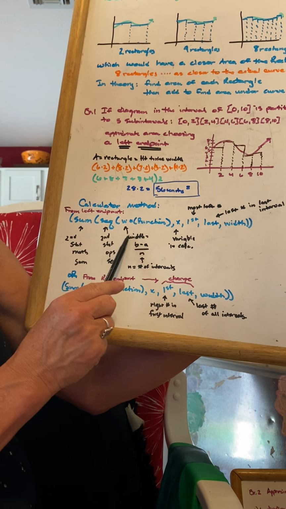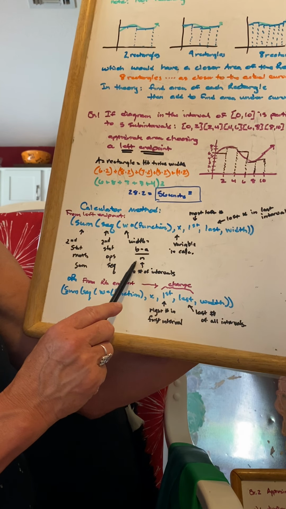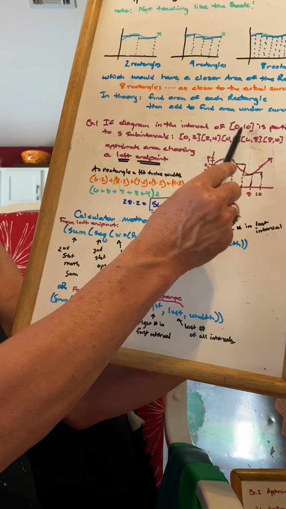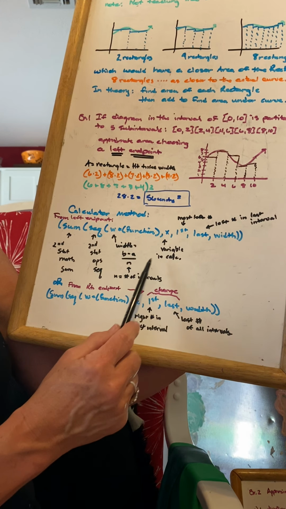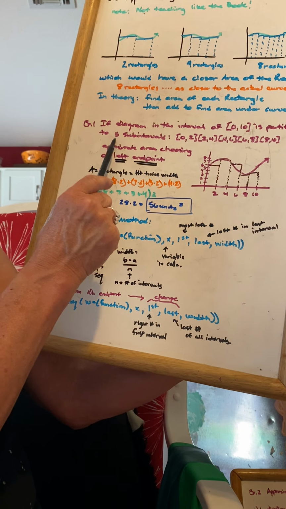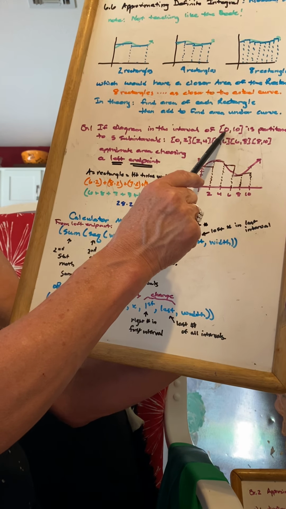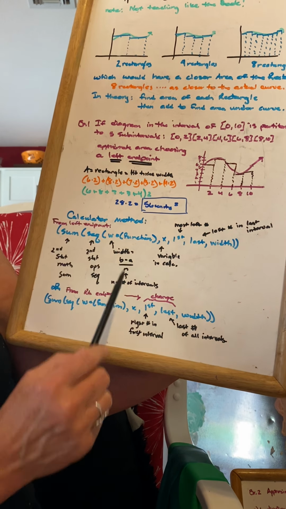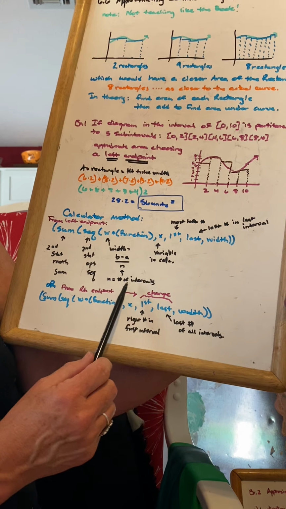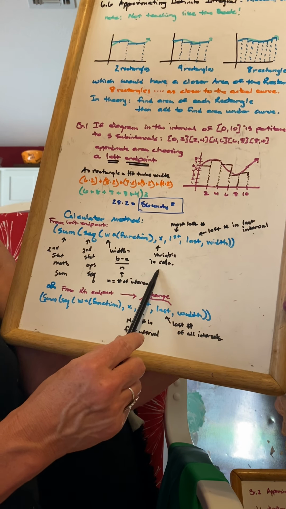Now that W is the width. The width equals B minus A over N. B and A are like this one. It's 10 minus 0. Over the N is the number of intervals. And this one was 5 subintervals. So my W in this one was 10 minus 0 divided by 5. B minus A divided by N. N is the number of intervals. X is a variable in your calculator.